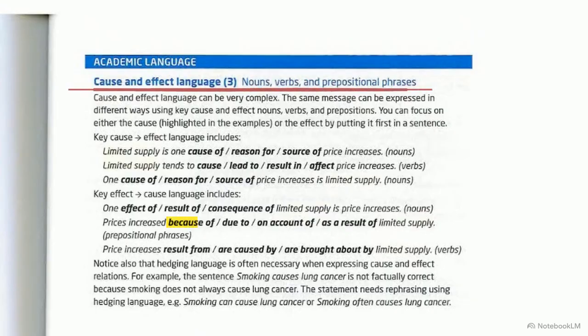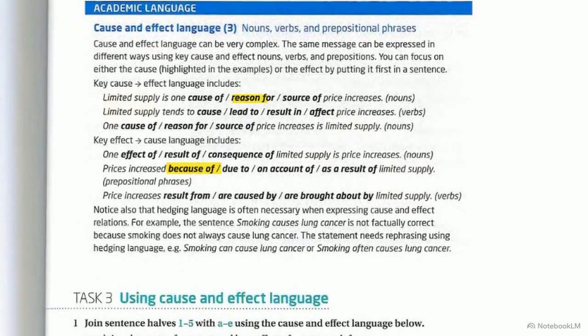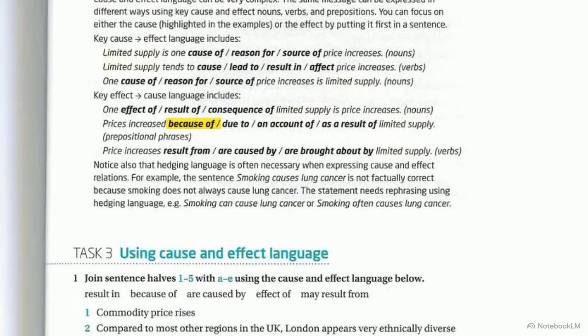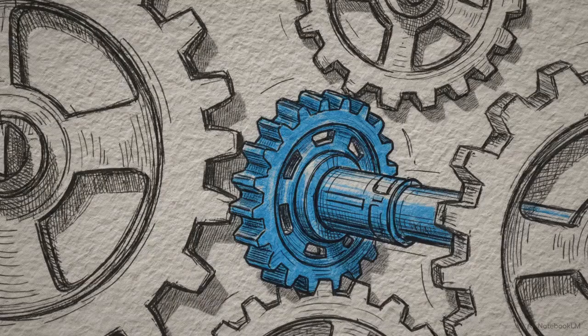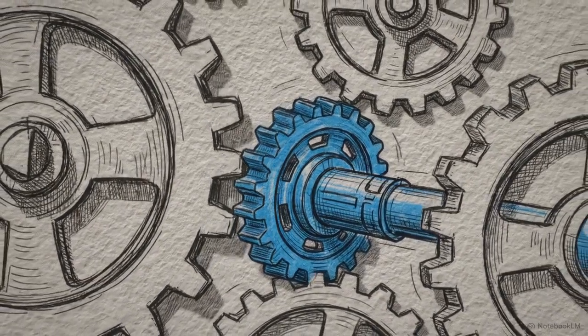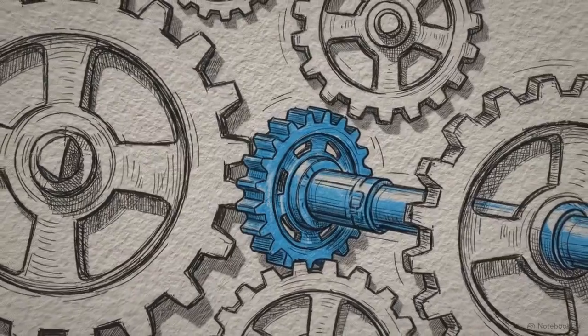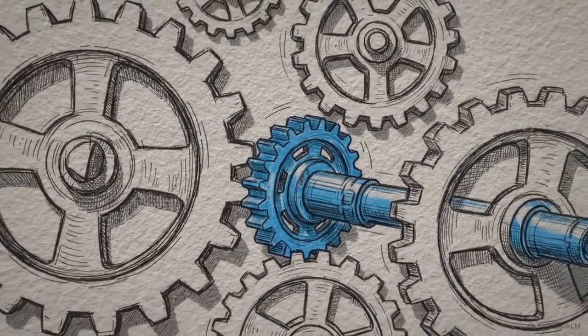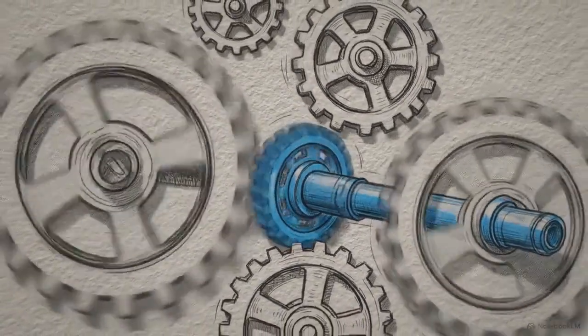This text box outlines how advanced writers vary their vocabulary to show connection. Beyond simple verbs, they use specific nouns, like stating one reason for an outcome, or prepositional phrases, noting that prices increased because of limited supply. Precise directional language locks your logic in place. It proves to the reader that you possess total clarity regarding exactly how your variables interact.